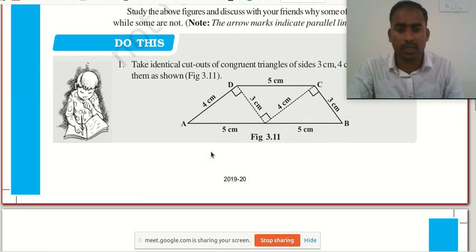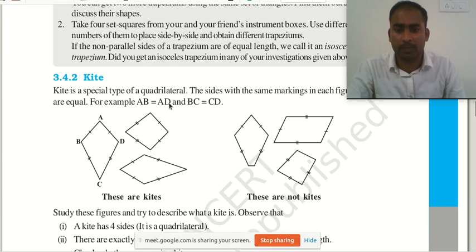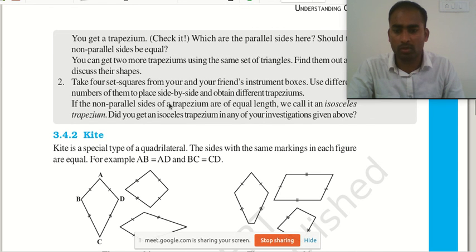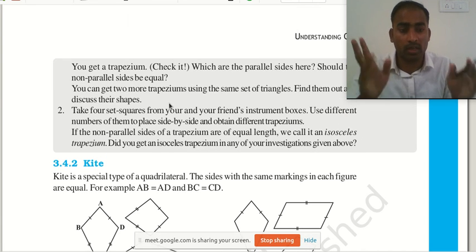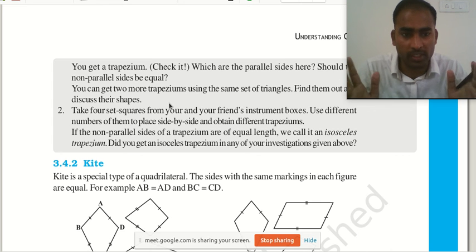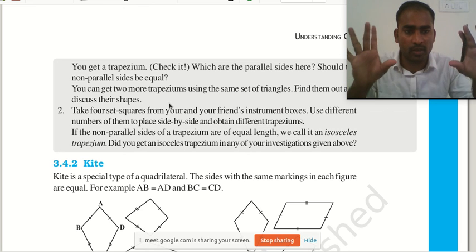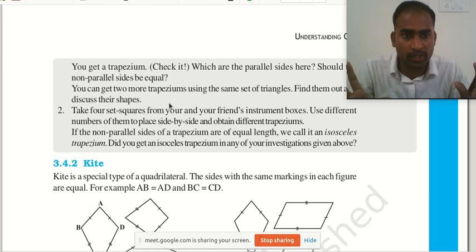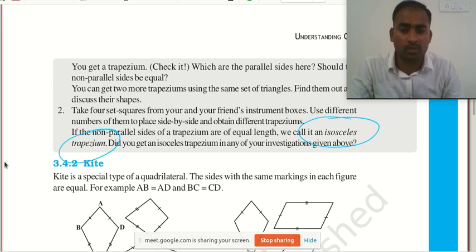So next, you just do it as homework. You just think over this one. Next, kite. We need to discuss the kite. But before discussing the kite, in the trapezium, if the two non-parallel sides of a trapezium are equal in length, that is known as an isosceles trapezium.